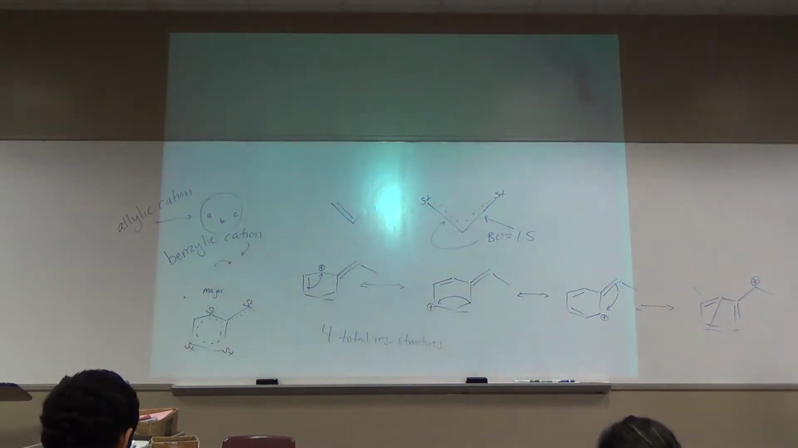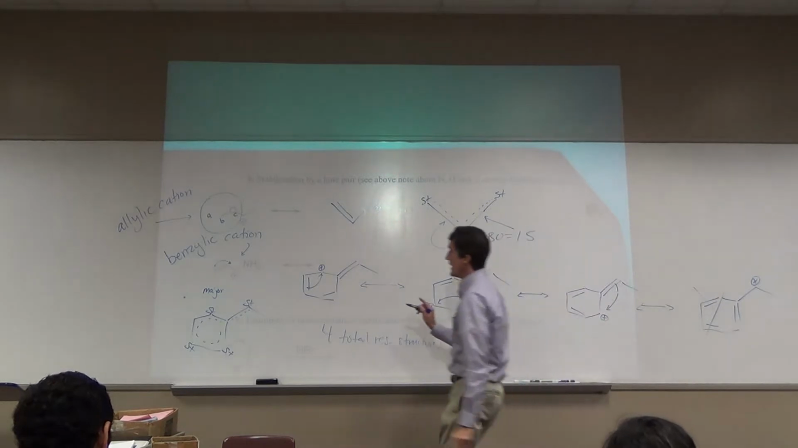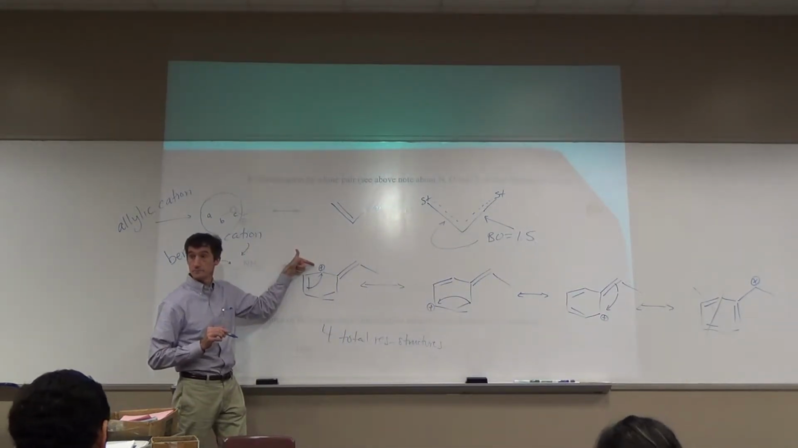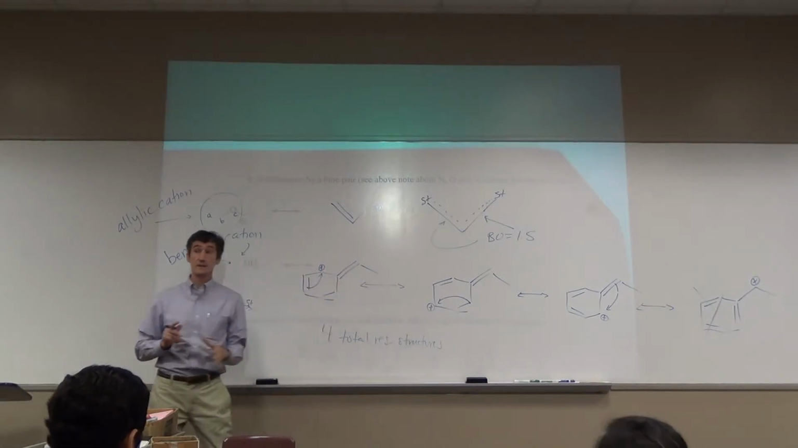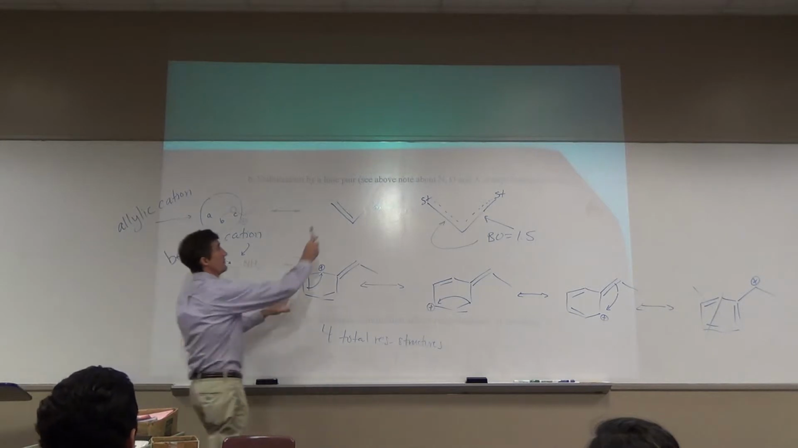Okay, in the previous section, we stabilized a cation with a pi bond. That was the heading. That's what we did there. Next, we're going to stabilize with a lone pair.